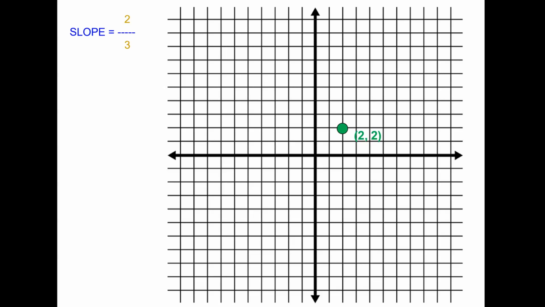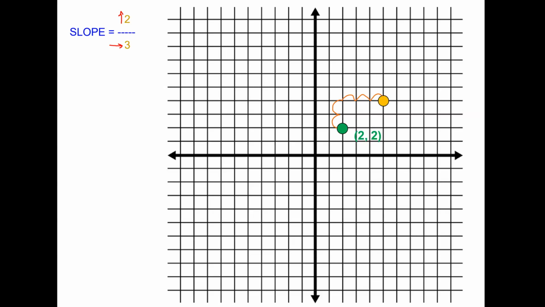Remember that our top number tells us to move up or down, with positive being up and negative being down. This positive 2 on top means we need to move up 2. On the bottom, we are told whether to move left or right, with a negative number meaning left and a positive number being right. Since this is a positive 3, we are going to move to the right 3 steps. Once we've done that, we can drop a new point.